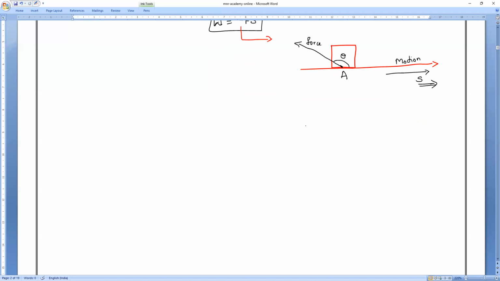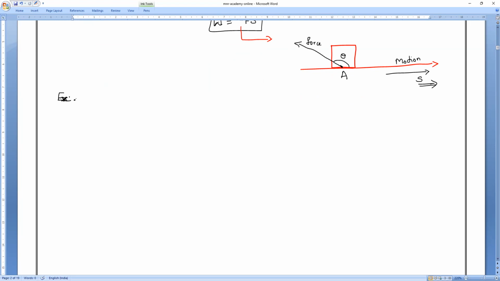So examples of negative work done. The best example for negative work done is what, everybody? Archery, bow and arrow. Yeah, we'll discuss it. Don't go to complicated examples. Let us study the simplest examples.